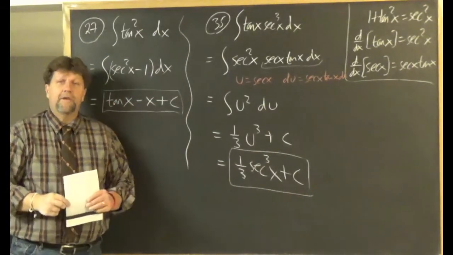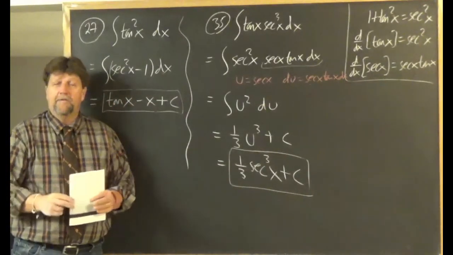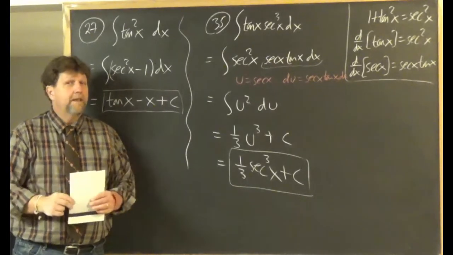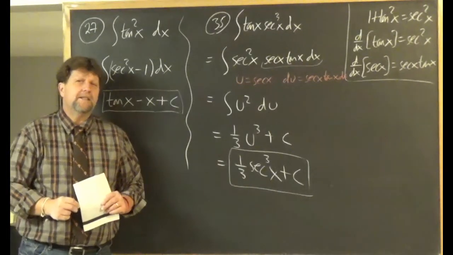So 27 and 35 actually ended up being a couple of friendly ones to do. Hopefully you got them. Let's head back to the slides and see what is next. All right, that one wasn't too bad. And hopefully you're able to do 27 and 35. And you're starting to say, hey, you know, trigonometric integrals aren't that bad. So let's look at the following example.